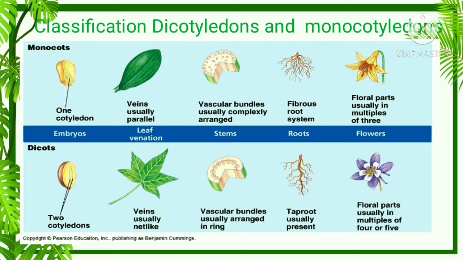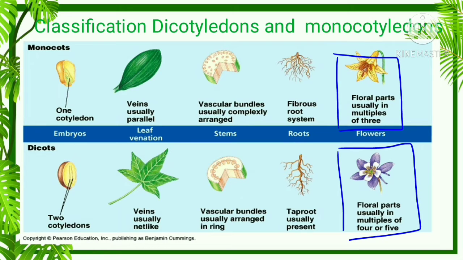In the case of flowers, you can see the floral parts of the monocot plants are usually trimerous. That means it is in the multiples of 3, whereas in the case of dicots they are tetramerous or pentamerous, that is usually in the multiples of 4 or 5.